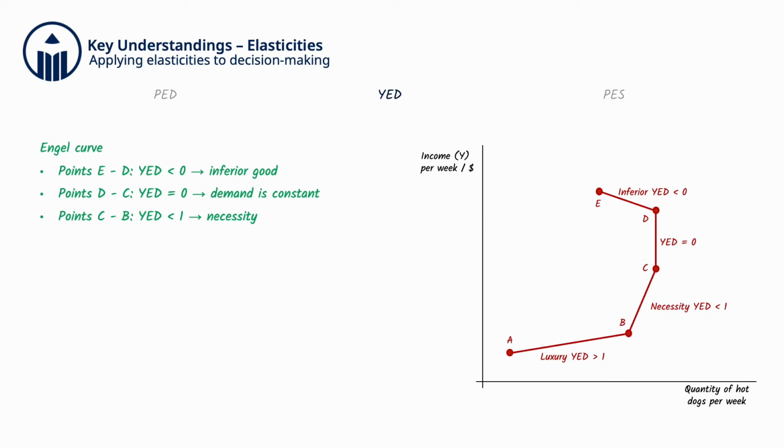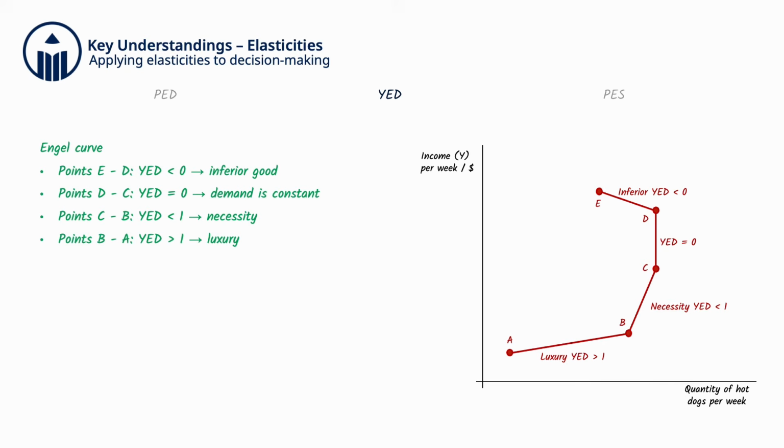Between points C and B, YED is positive but less than 1. This indicates hot dogs are a necessity here. Demand increases with income, but at a slower rate than income grows. Between points B and A, YED is greater than 1. Here, hot dogs act like a luxury good. Demand rises faster than income. When people have more money, they spend proportionally more on hot dogs.